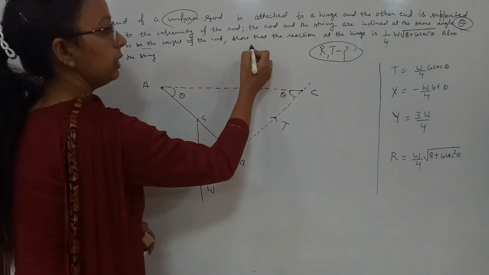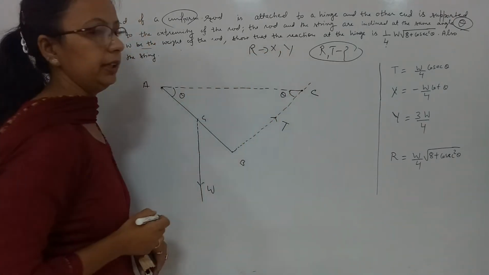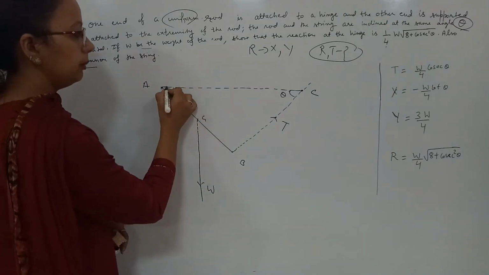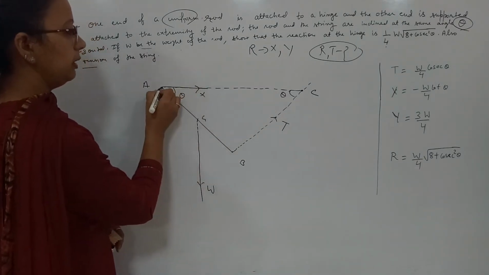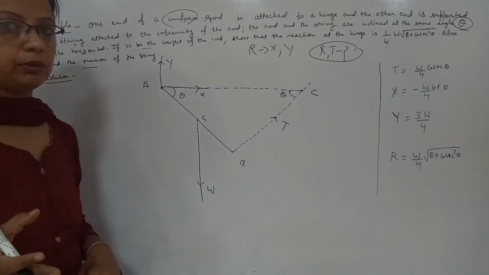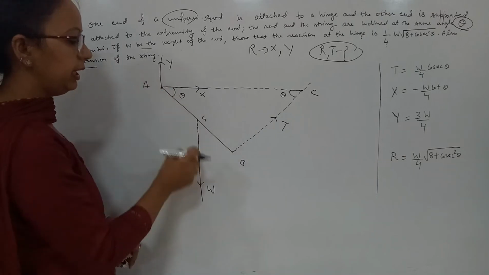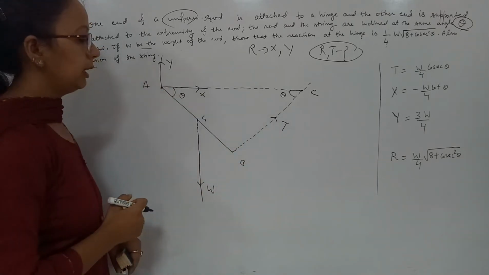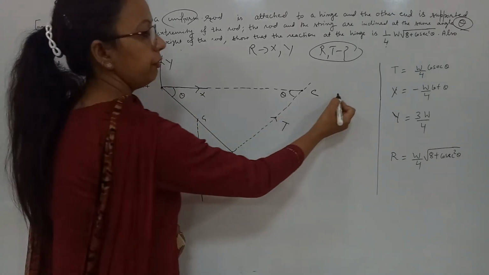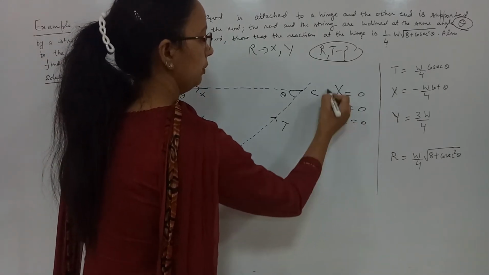So in place of drawing R, let us consider its components X and Y. And we'll draw X and Y in place of R, because we can then find R square equal to X square plus Y square. So now we have four forces: X, Y, W and T. We'll use the conditions of equilibrium: capital X equals 0, capital Y equals 0 and capital G equals 0.